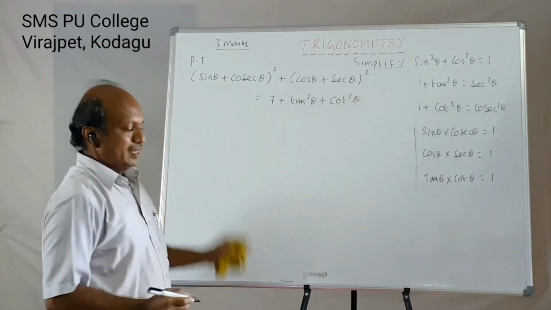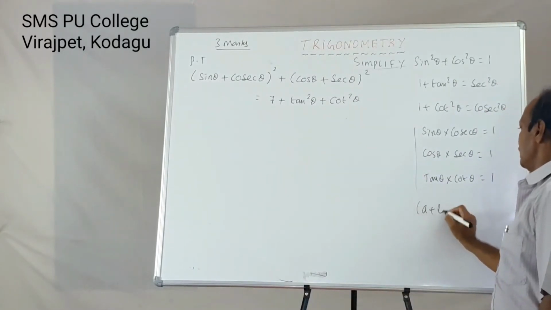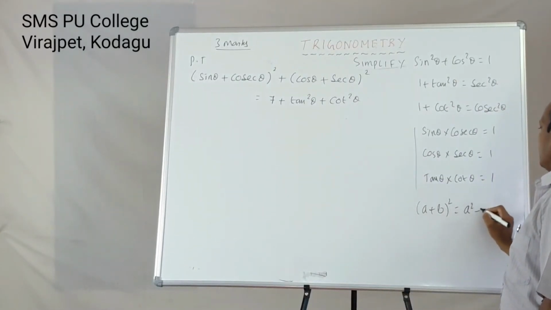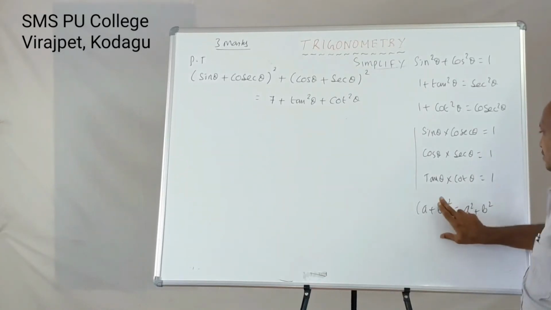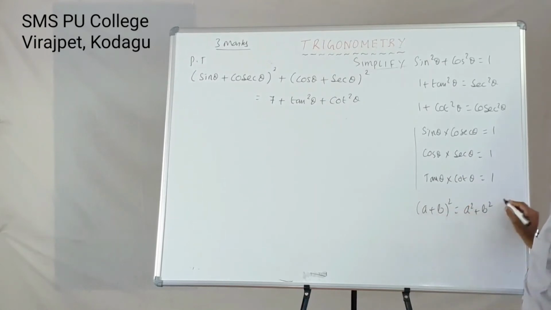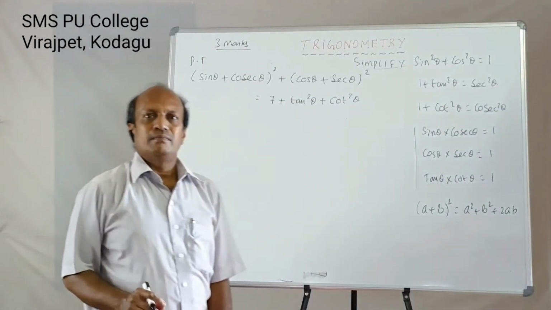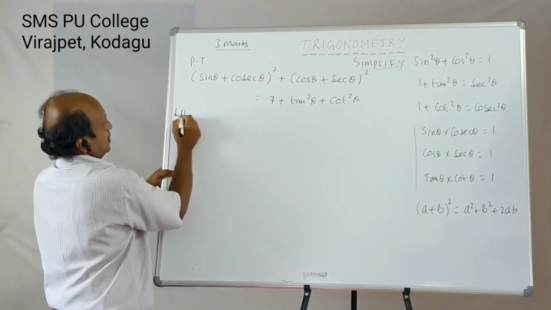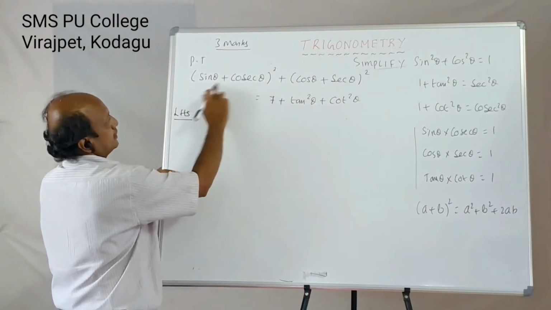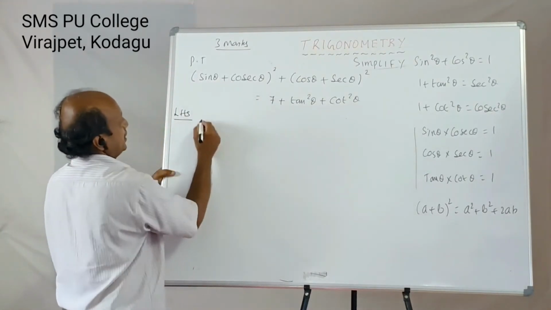One more identity, an algebraic identity. Let us try. What is (a plus b) whole square? Many students used to say a square plus b square. It is not so. There are 3 terms: a square, b square, and 2ab. Remember the identities. (a plus b) whole square is a square plus b square plus 2ab. Now let us apply. I am going to take the LHS alone. What is LHS? (Sin theta plus cosecant theta) whole square. Square it as per a plus b. What will we get?